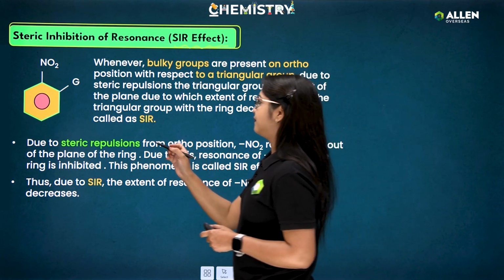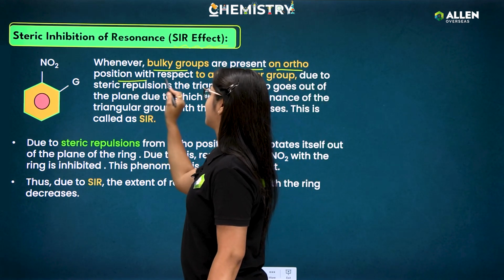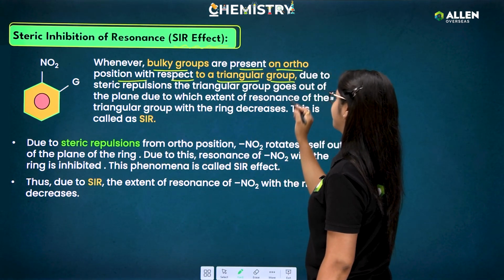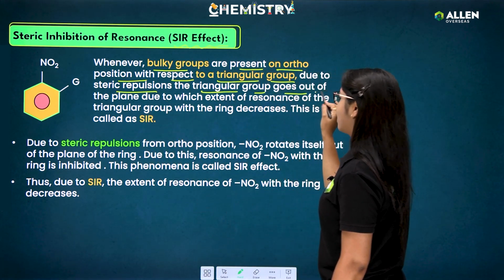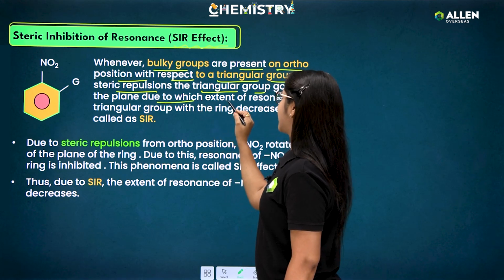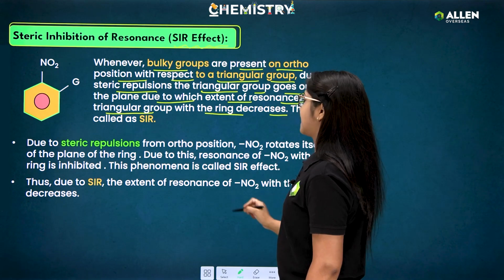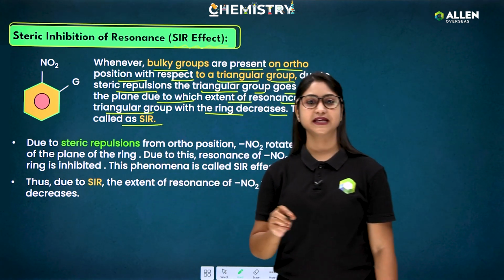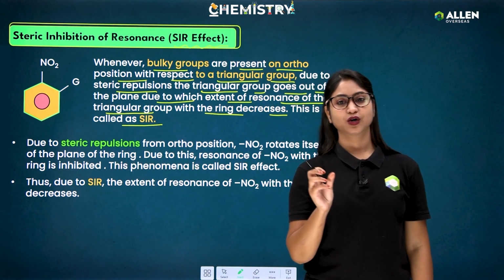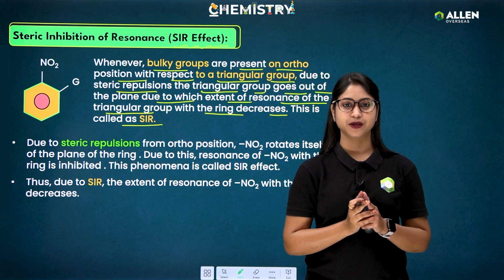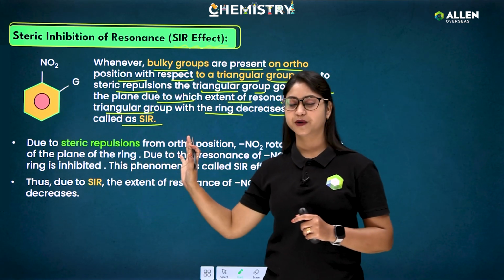So let's see. Whenever bulky groups are present at the ortho position with respect to a triangular group, due to steric repulsions, the triangular group goes out of the plane, due to which the extent of resonance of the triangular group with the ring decreases, and this is called the SIR effect. So this is saying that on the ring, when you have a triangular group, meaning a group which has trigonal planar geometry, that is called a triangular group. Nitro, for example, is a triangular group, right?